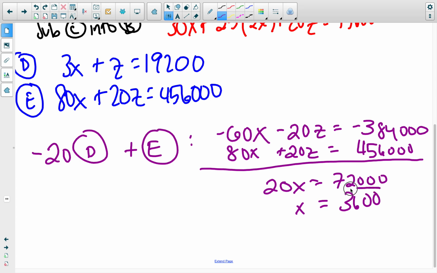So, whew. A lot of steps, long journey, and we're not done yet. We just know our x. We don't yet know our y or our z. So we got to keep going. We're not done. All right?